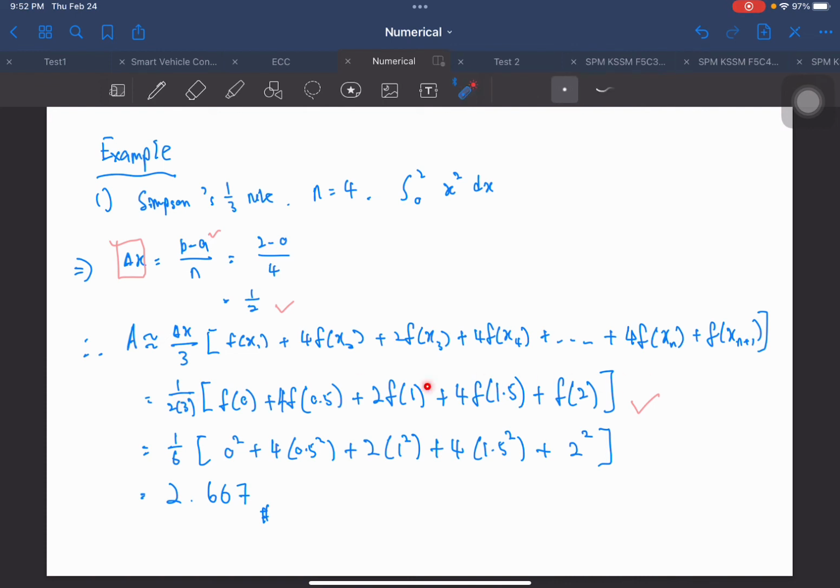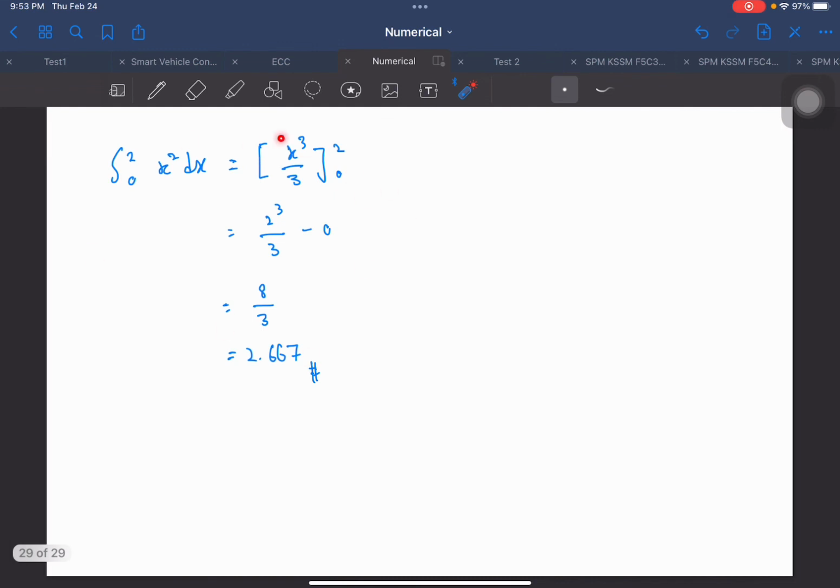Then you just substitute the values according to f(x). What is f(x) here? f(x) is x squared. So you just substitute when x equals 0, 0.5, 1, 1.5, 2. You get 2.667. But note that the x squared here has a degree of 2, so the answer is exact. If you want to prove this, you just do a simple integration. You will find that it is also 2.667.